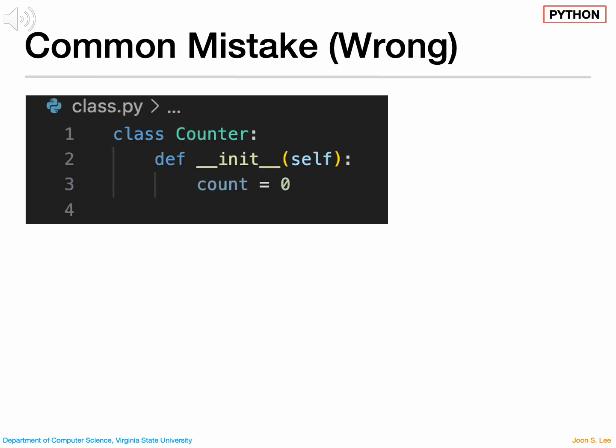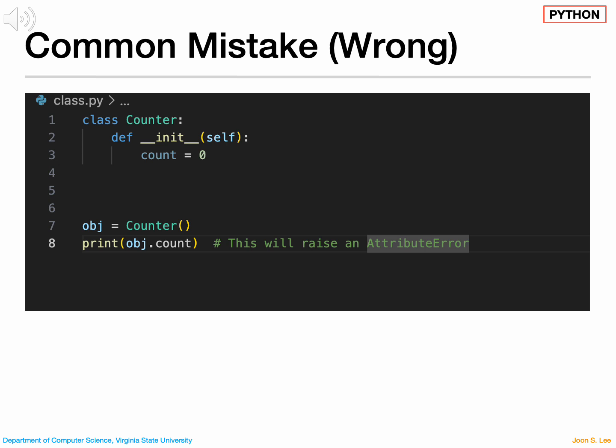Now let's look at a very common mistake when writing classes in Python. At first glance, this code might look reasonable. We define a Counter class, and inside the constructor, we set count equals 0. But this code is wrong. The problem is that count is just a local variable inside the __init__ method. As soon as the constructor finishes running, the variable count disappears. That means the object does not actually have a count attribute.